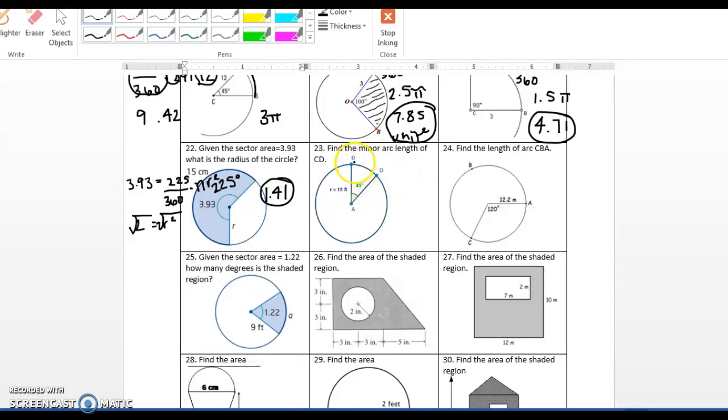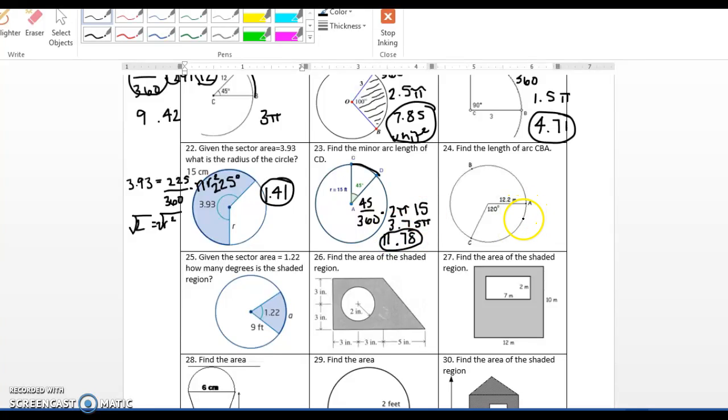Find the minor arc of CD, so that's this baby arc right here. And the formula is x degrees, 45 degrees divided by 360, times 2 pi r, and r is 15. Multiply it out, and you get approximately 11. Oh, in terms of pi, you get 3.75 pi, which is approximately 11.78.